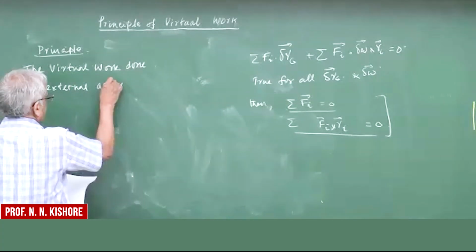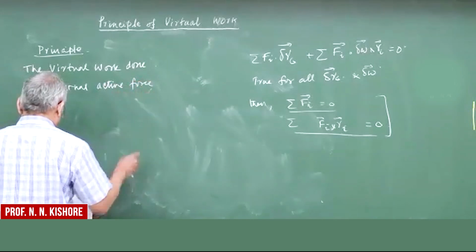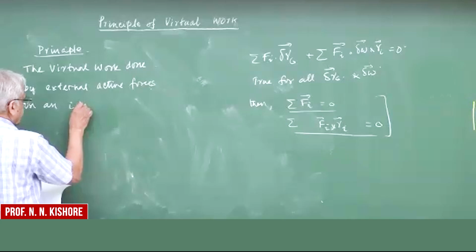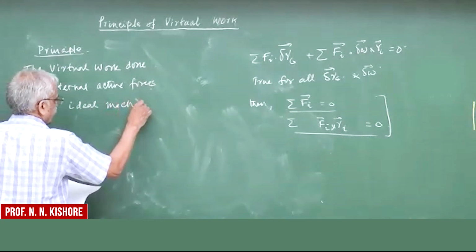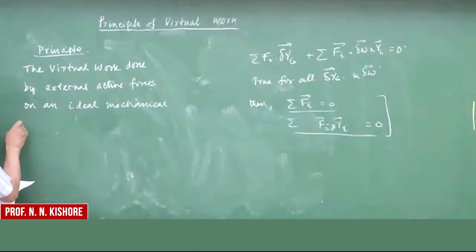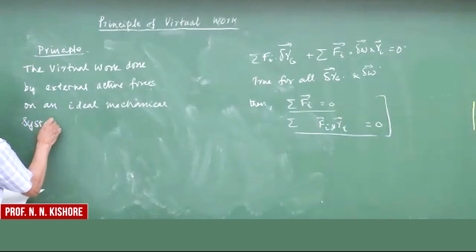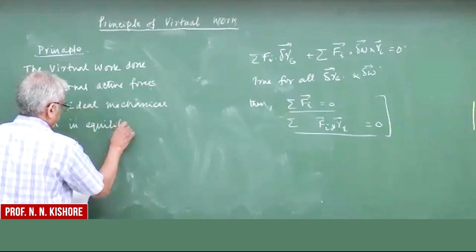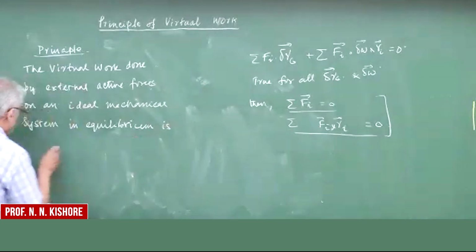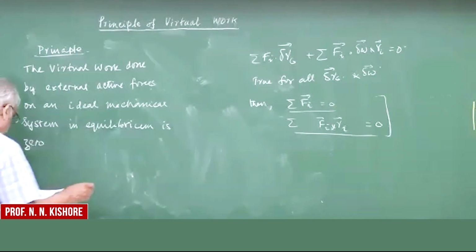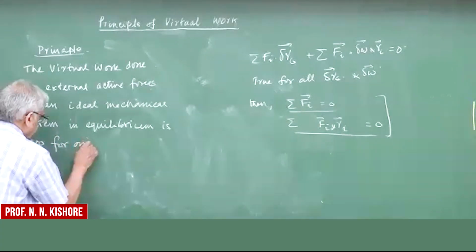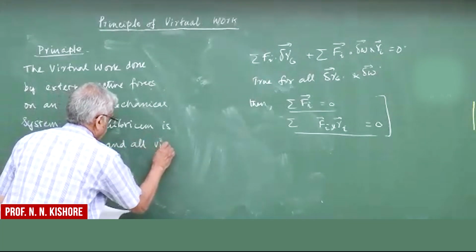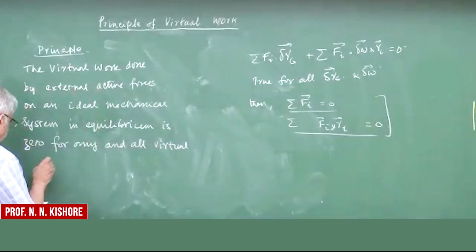External active forces on an ideal system is 0 for any and all virtual displacements.